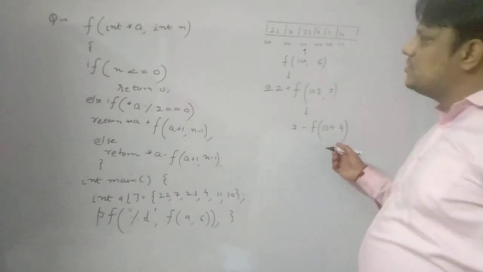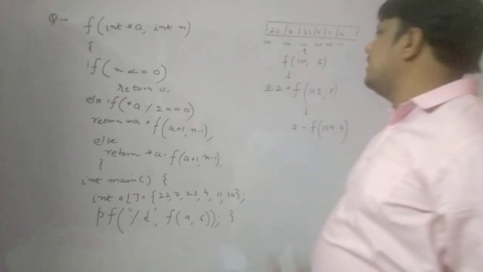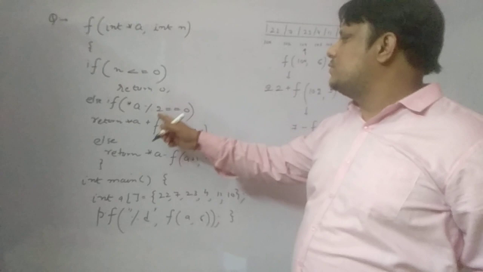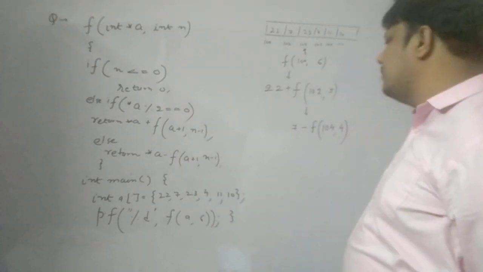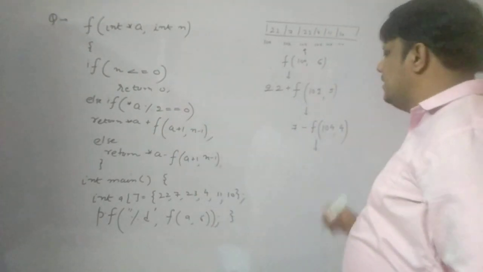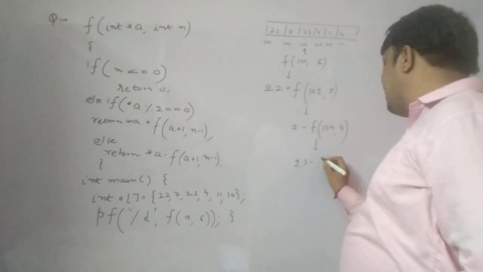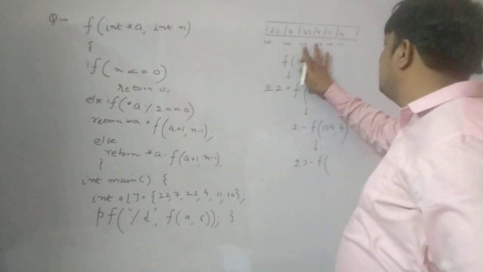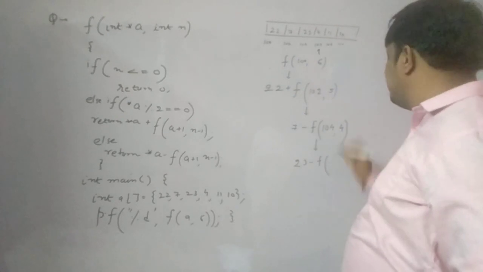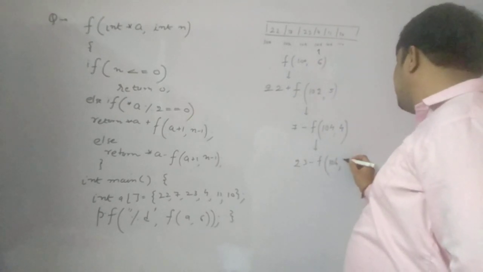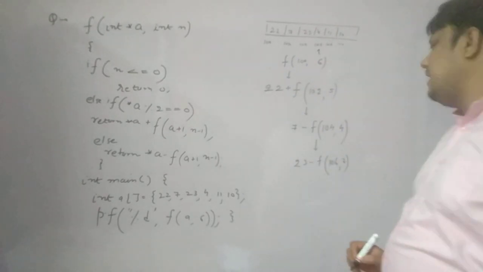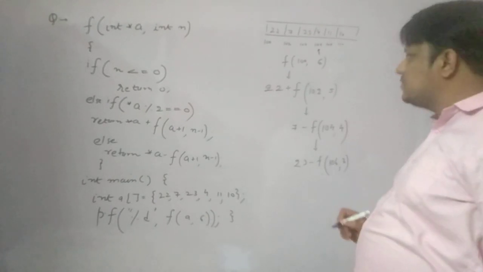Now we will call this function f(104, 4). Now when you call this function, a is pointing at 104, n is 4, so this condition is false. Again you come to the statement. What is *a? 23. So 23 minus f(a+1), 104 plus 1, now it points to 106, and this becomes your 3. Fine.